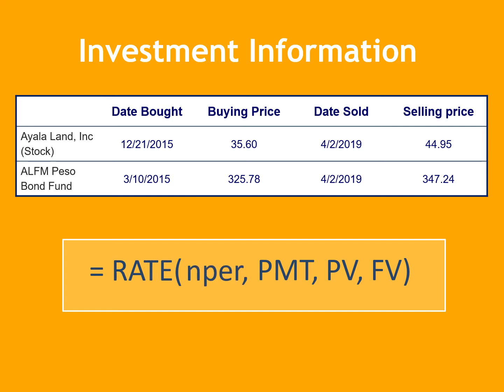NPER is the period between the buying date and the selling date. Since she is getting the annual compounded rate, this is in years. PMT is used when the investment is done periodically. This is not needed for Michelle's case. PV stands for present value. This is the buying price. FV stands for future value. This is the selling price.